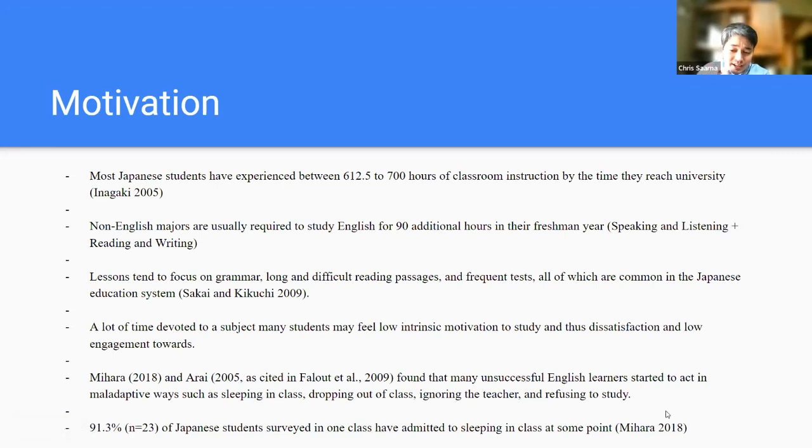In Mihara's study, she found that 91.3% of Japanese students admitted to sleeping in class at some point. So yeah, a pretty large percentage of students have experienced sleeping in class.